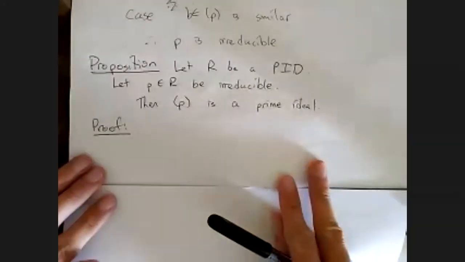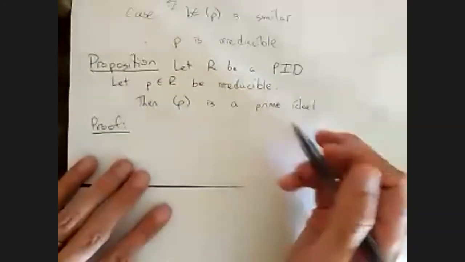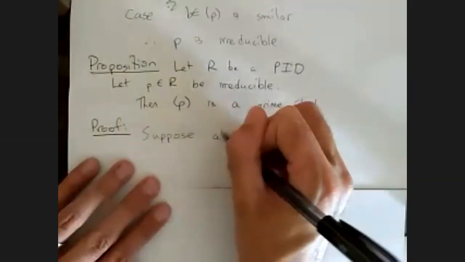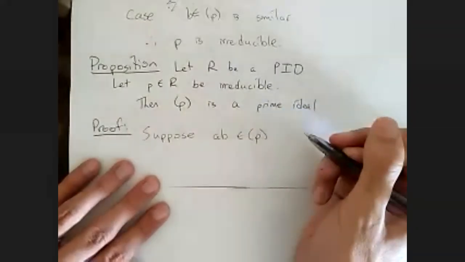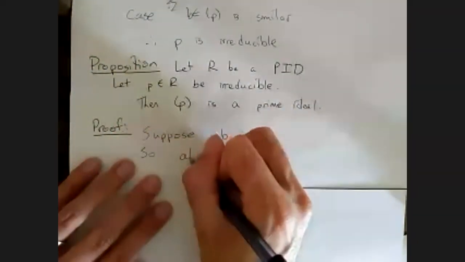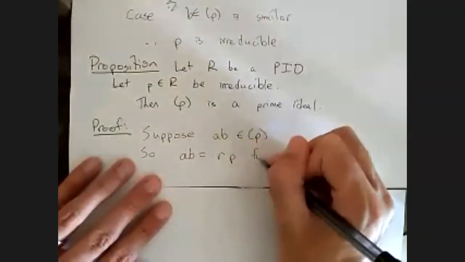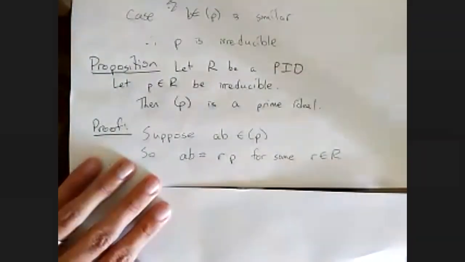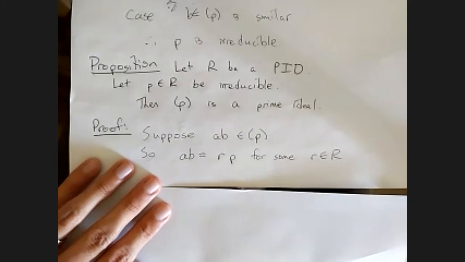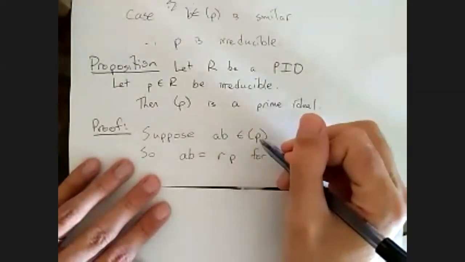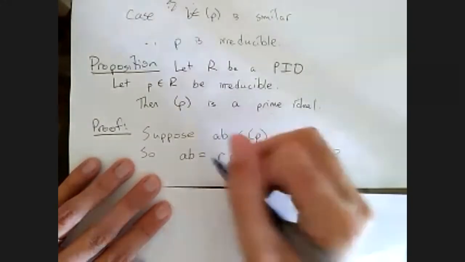Okay, so we have to prove that the ideal generated by P is a prime ideal. So suppose A times B is in the ideal generated by P. Well, that just means A times B equals RP for some R in the ring. And our goal is to show that A is in the ideal generated by P, or B is.